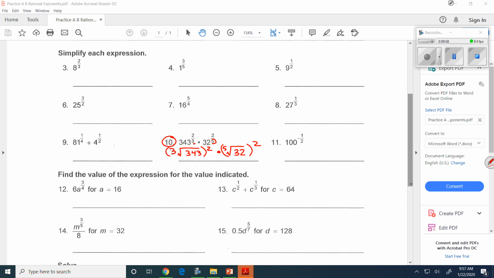So first we find the cubed root of 343 and we square it. The cubed root, or what number multiplies times itself 3 times, would be 7. And 7 squared is 49. We're going to multiply that times what is the fifth root of 32. That happens to be 2. And 2 squared is 4. So in our final answer, we have 49 times 4, which is 196.